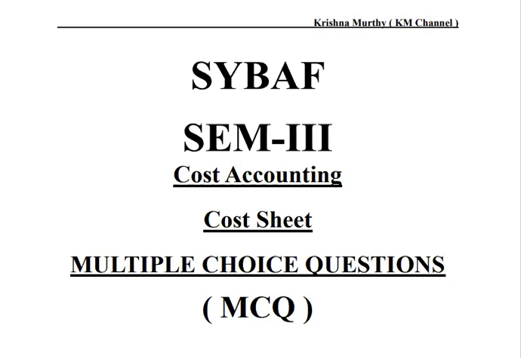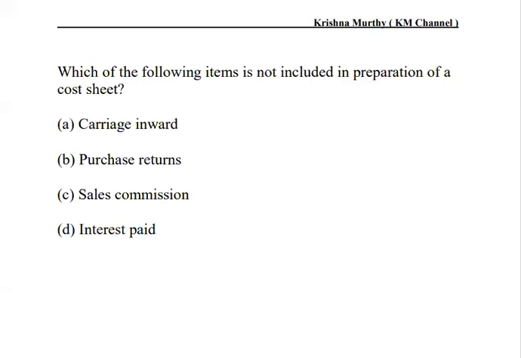In this video we are going to do SY SEM 3 cost accounting cost sheet multiple choice questions. Okay, so let us start with this one. The first question on the cost sheet is, which of the following items is not included in the preparation of cost sheet? The options are: first option carriage inward, purchase returns, sales commission, and interest paid. The answer will be what?